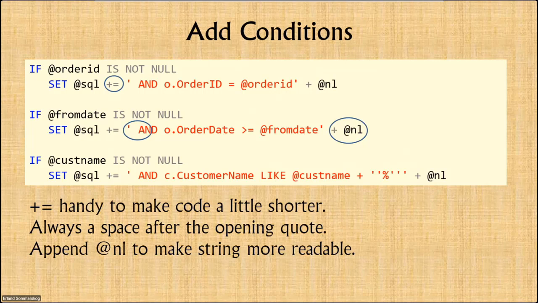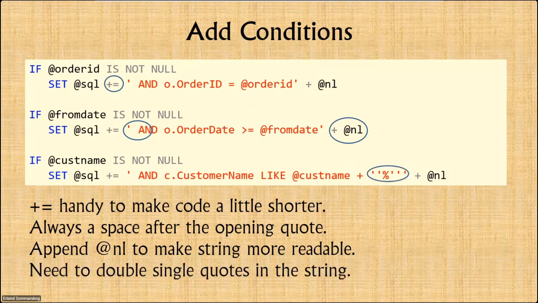And then, yes, I do add this new line to every row, so I don't get all conditions on a single row. If I get an error, I can tell where the error is more easily. And this one is for the single quote. If I need to include the single quote in the string, I need to double it. It's always the same thing.